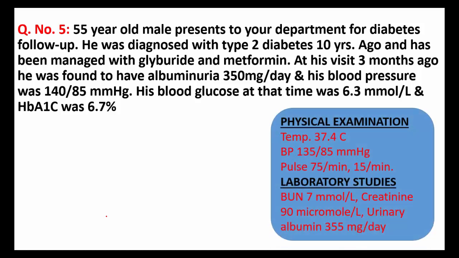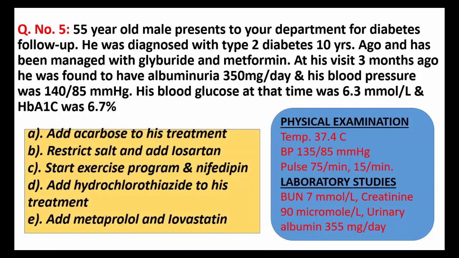On physical examination, the temperature is normal, blood pressure is 135 by 85 mmHg, the pulse is 75 per minute and the respiration 15 per minute. Laboratory studies: BUN, blood urea nitrogen, 7 millimole per liter, creatinine 90 micromole per liter and urinary albumin 355 milligram per day. So, what will we do?